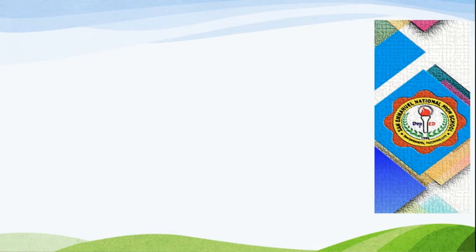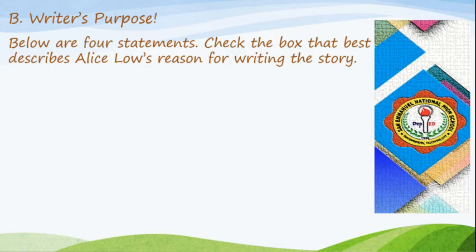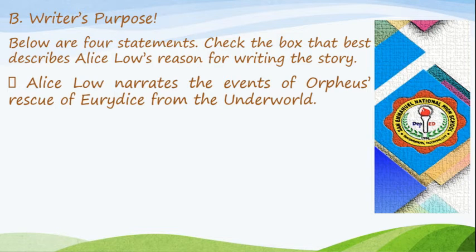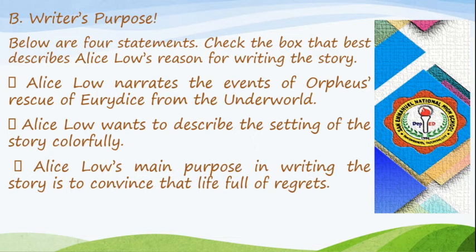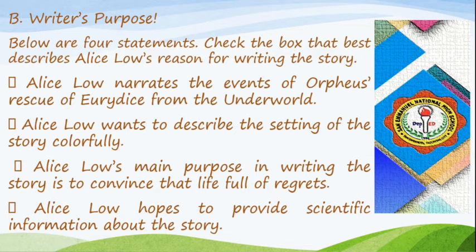Letter B, writer's purpose. Below are four statements. You're going to check the box that best describes Alice Lowe's reason for writing the story. Alice Lowe was the writer of the story. She retold the story. First, Alice Lowe narrates the events of Orpheus' rescue of Eurydice from the underworld. Second, Alice Lowe wants to describe the setting of the story colorfully. Third, Alice Lowe's main purpose in writing the story is to convince that life is full of regrets. Fourth, Alice Lowe hopes to provide scientific information about the story. Just tick the box that best describes Alice Lowe's reason for writing the story.